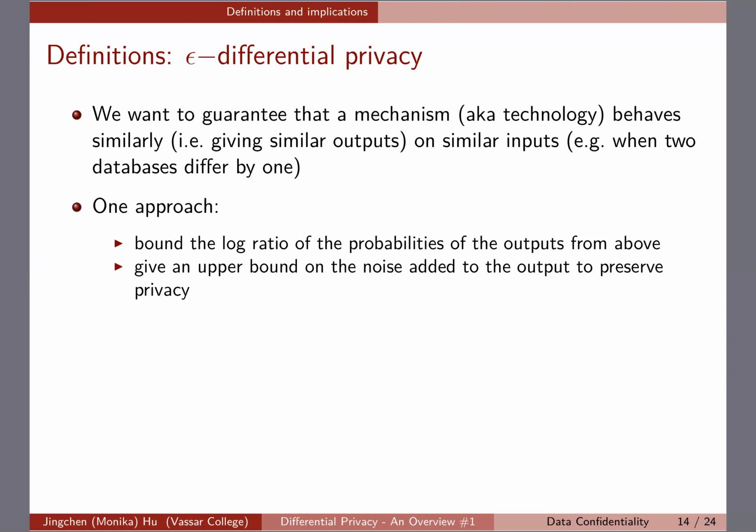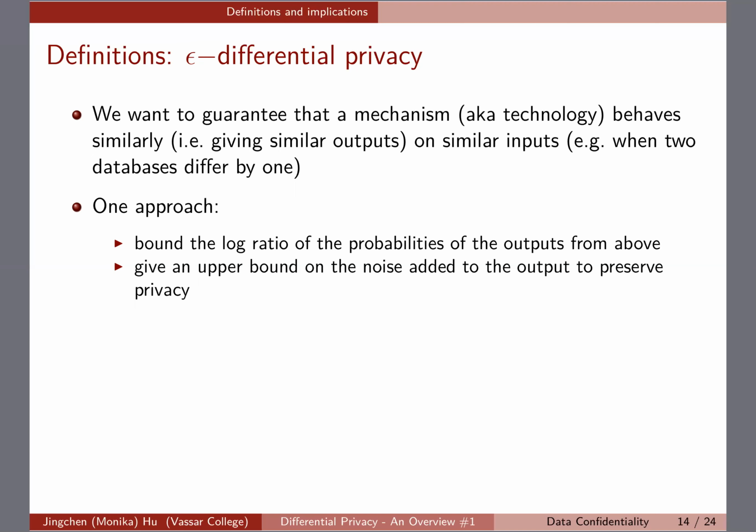epsilon differential privacy. Okay, so bear with me. We want to guarantee a mechanism, think about it as a technology, or just a way to deal with adding noise. We want to guarantee that a mechanism behaves similarly, meaning that it will give very similar outputs on very similar inputs, that is, when two databases differ by 1. This goes back to what we were talking about a few slides ago, when we were thinking about L1 norm or L1 sensitivity in the first place. We are considering very similar inputs, when two databases differ by 1, that is, when their Hamming distance is 1.